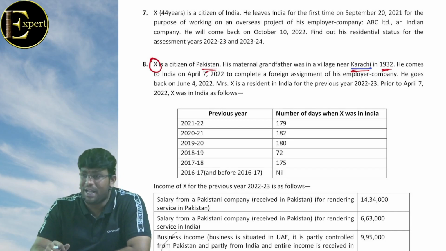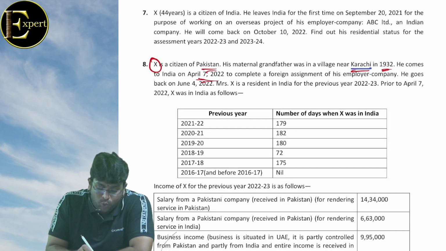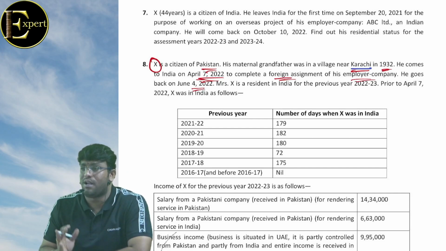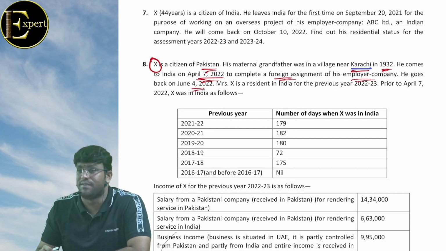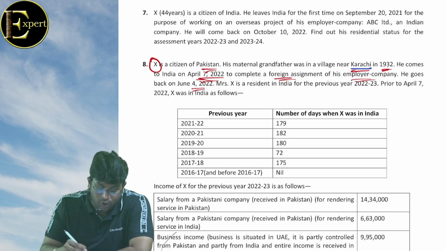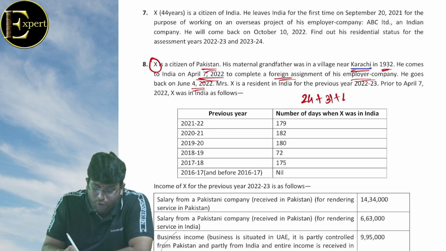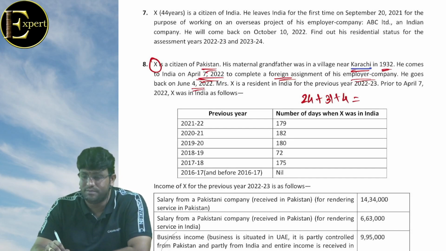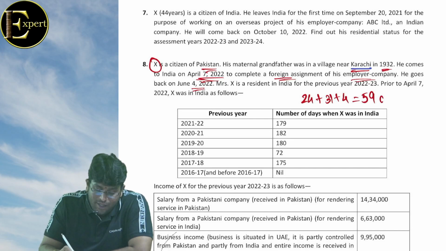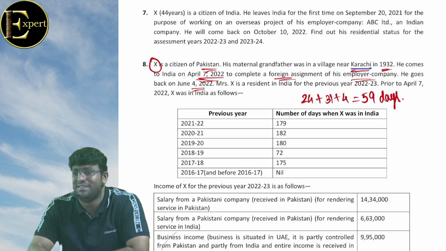He comes to India on April 7, 2022 to complete a foreign assignment of his employer company, and he goes back on June 4th. When did he come? April 7th. When did he go? How many days are there in April? 24 days in April, 31 days in May, 4 days in June, 59. Oh my God. What is his status?